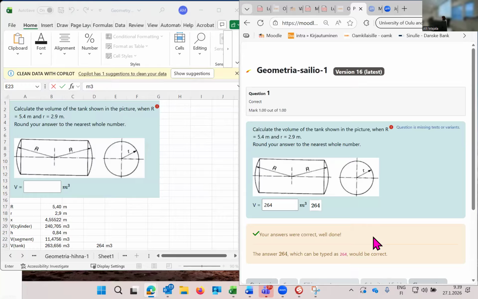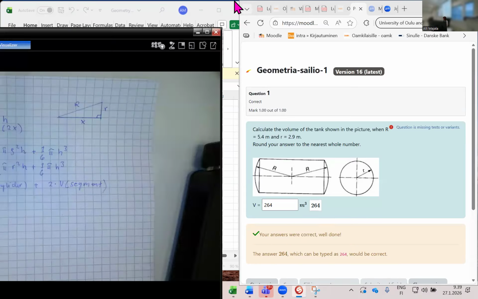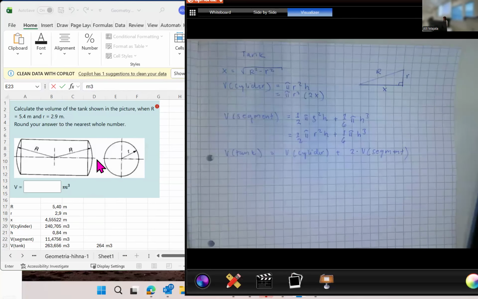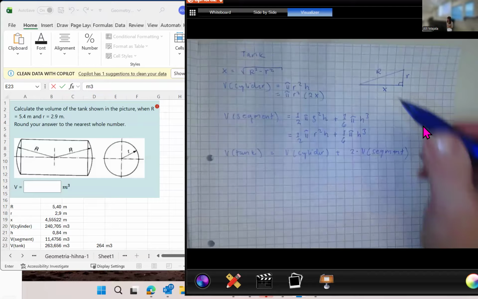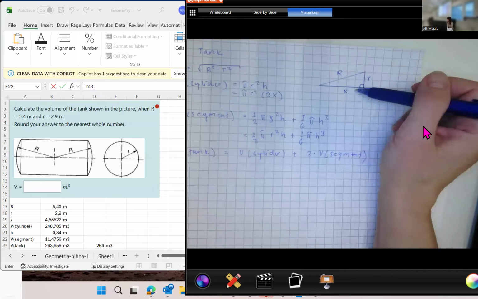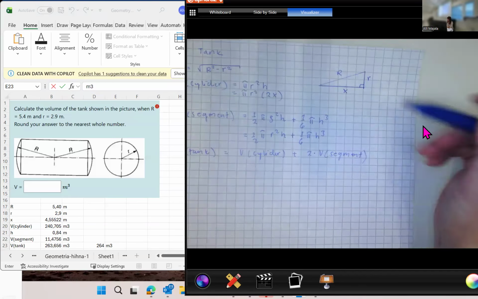Where did you get it? How do you? Okay. The height. So the height of the segment here. Yes. So the height of the segment. Yes, I didn't write it there. I just wrote the volume of the segment. So there was the volume of cylinder. Then there was, I calculated the X and the height of the whole tank.